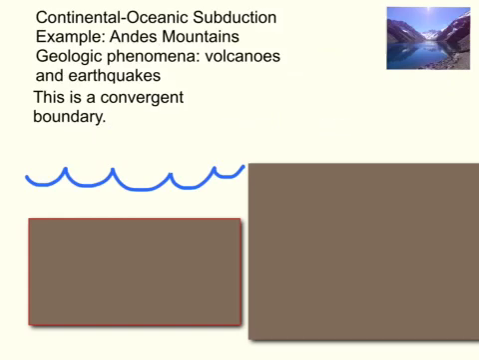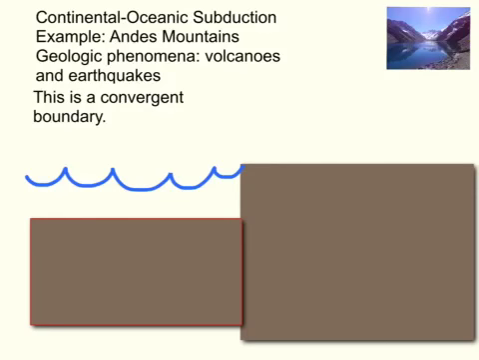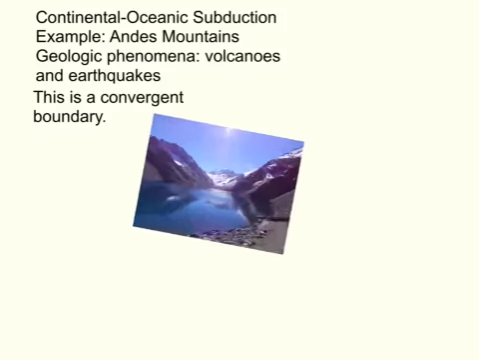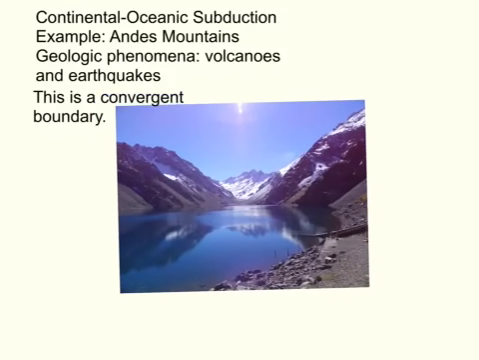In continental-oceanic subduction, the two plates move together, but then one of the plates subducts under the other. The more dense plate sinks under the less dense plate. This causes mountains to form where the two plates were going together. An example of continental-oceanic subduction is the Andes Mountains. Continental-oceanic subduction is also a convergent boundary.